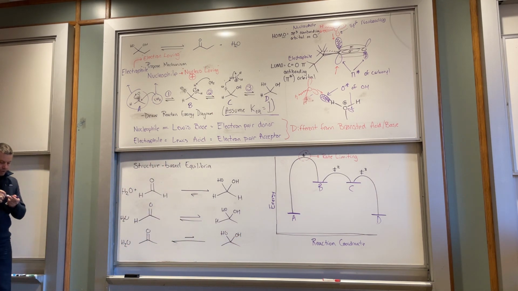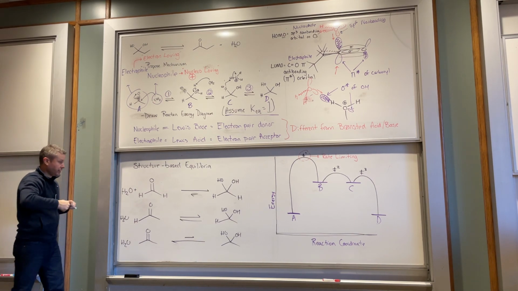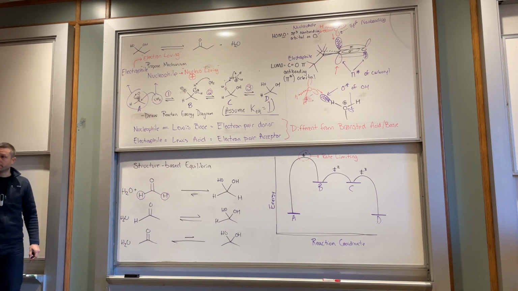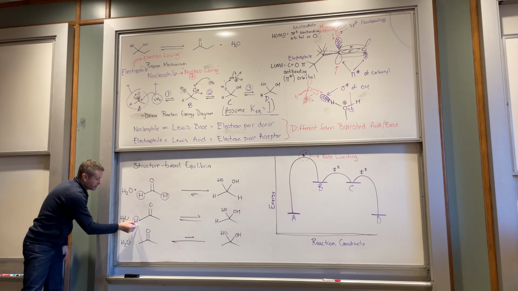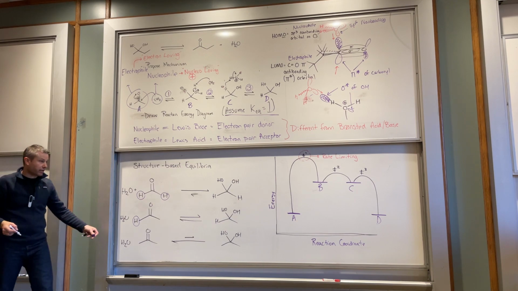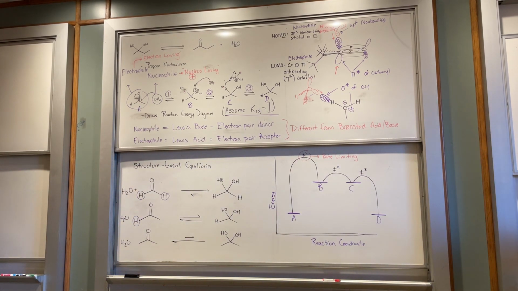Okay, so here are three reactions, right? All hydration reactions. You can see in the first reaction, the carbonyl that we're starting with is formaldehyde. Second reaction, the carbonyl that we're starting with is acetaldehyde. And then the third reaction, we're starting with acetone, right? So we're changing the structure of the carbonyl just slightly as we go through these three reactions.